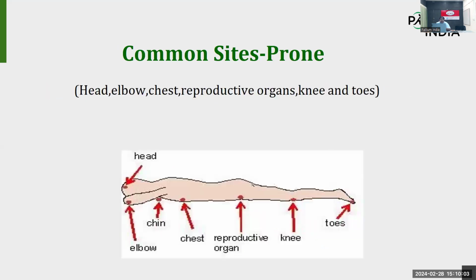And in prone position, the head is affected, and the elbow, chin of the patient, and chest region. The reproductive organs may be affected, and the knees and toes. These are the areas affected by pressure ulcers in the prone position.